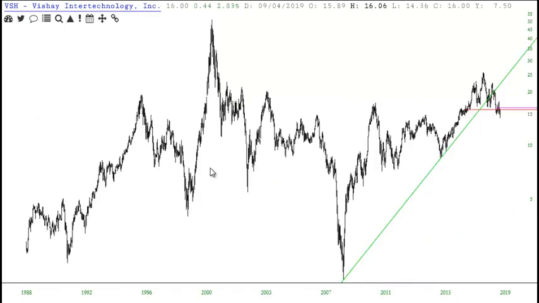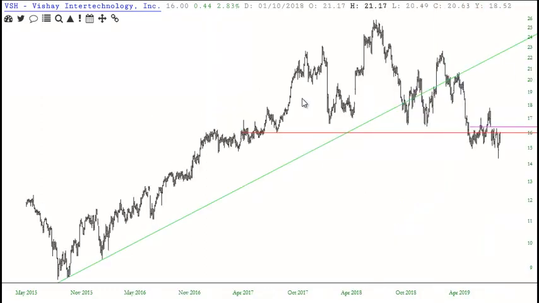And the last of these, VSH, which is Vishay Intertechnology. And in this example, this is, as of this recording, quite recent. We've got a left shoulder, head, right shoulder, and a break beneath this particular neckline.